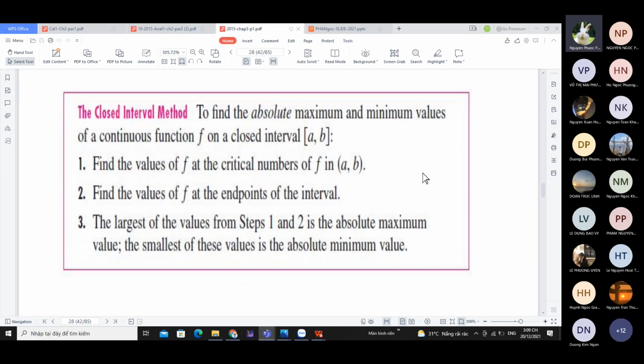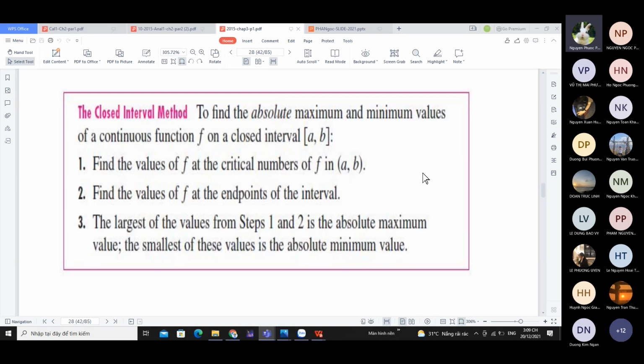So here, to find the absolute maximum value and minimum value of a given function f on a closed interval a, b, first we find all critical numbers of the function f in the open interval a, b. Because if the function f attains a maximum value or minimum value at a number c of the open interval, then f prime of c must equal 0, or f prime of c does not exist. It means c must be a critical number.